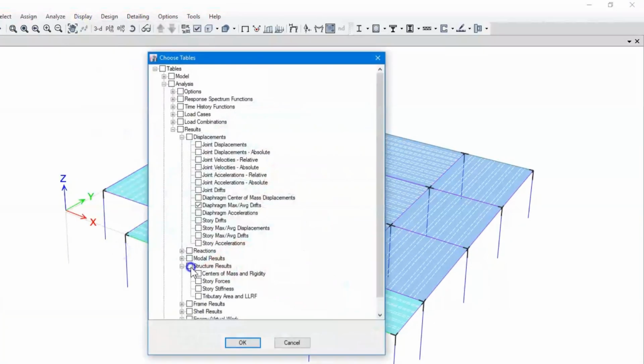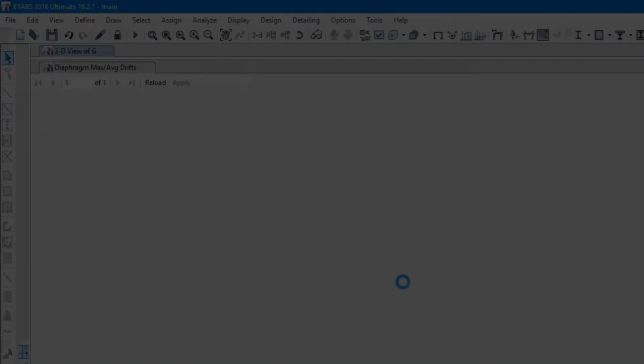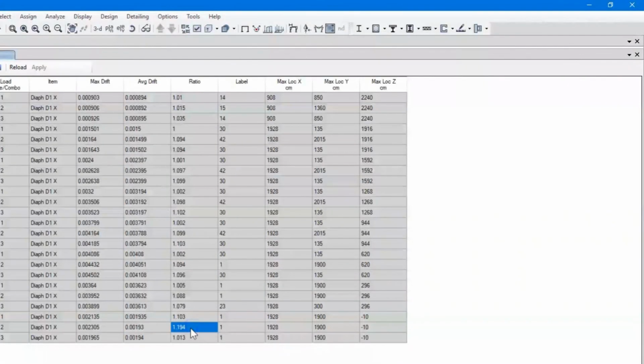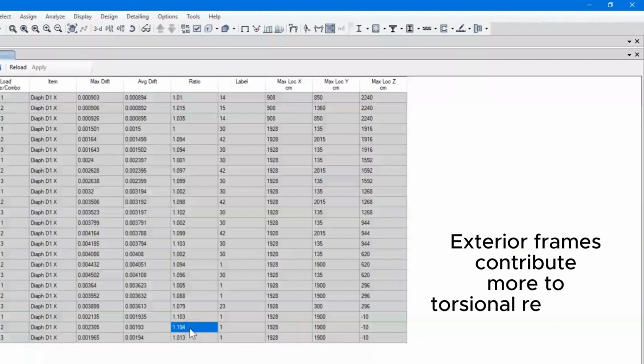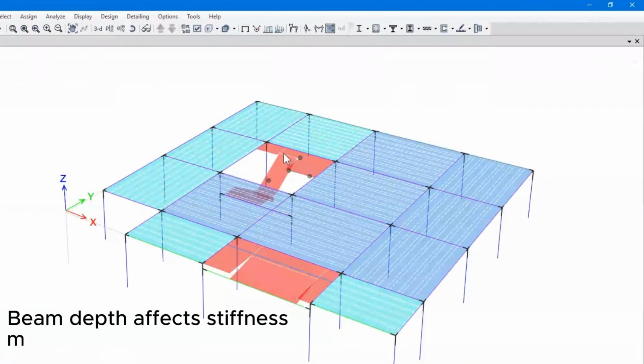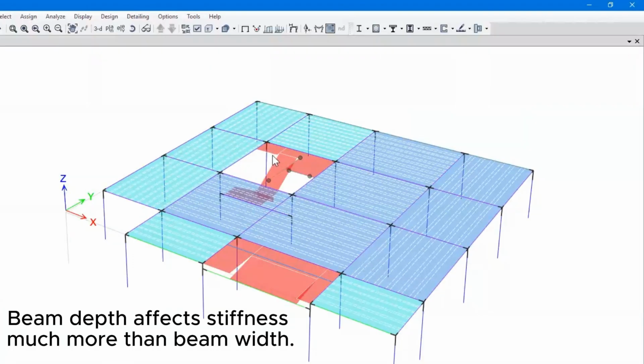Now, after running the analysis again and checking the diaphragm max over average drift ratio table under X loading, we can see that the torsional irregularity ratio decreased from 1.26 to 1.19, which means the structure is now considered torsionally regular according to the code requirements. However, do not assume that this method always works. Sometimes the geometry itself creates unavoidable torsional behavior.